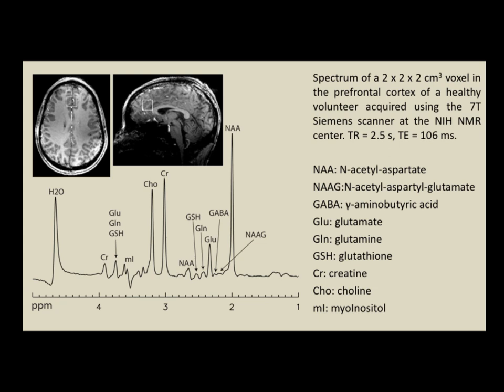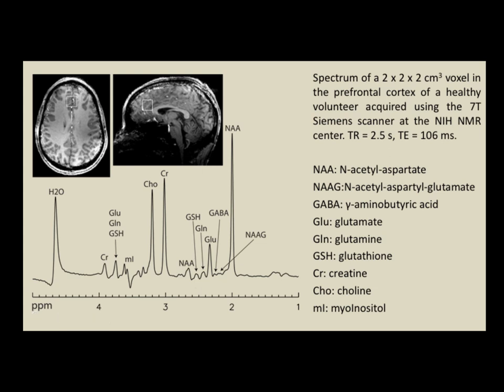Among the smaller peaks, glutamate at 2.35 ppm is the highest. Then to the left of glutamate is glutamine at 2.45 ppm. Then glutathione at 2.55 ppm.